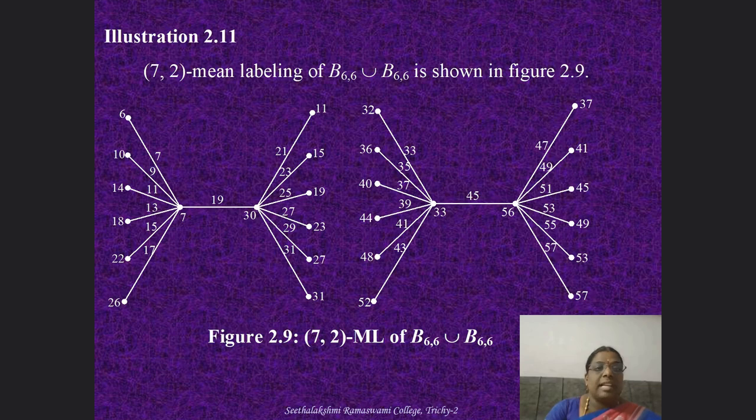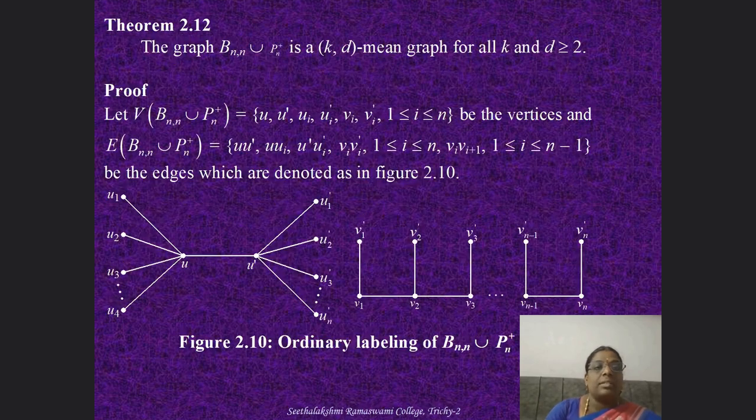So this is the illustration for the 7, 2 mean labeling of B6, 6 union B6, 6. Starting from 7, we have the values for the edges as 7, 9, 11, 13, 15, 17, etc., up to 57. So next graph, Bn, n union Pn plus.